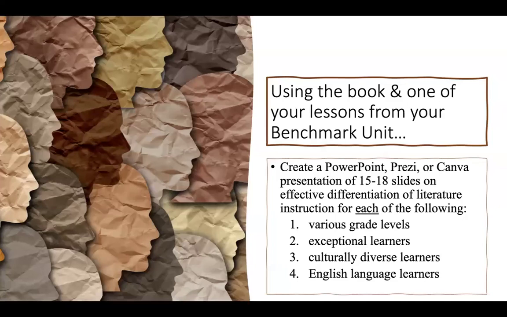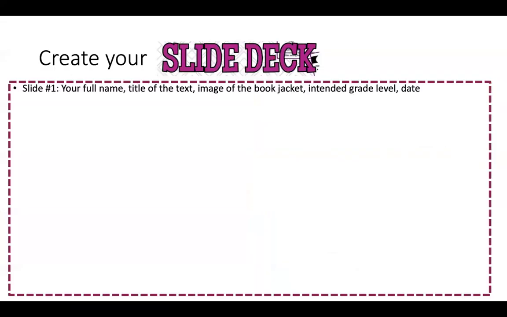So again, you're going to pick the book from your benchmark unit, and then you're going to create a PowerPoint. You could do Prezi, you could do Canva, Google Slides. It'll probably end up being anywhere from 15 to 18 slides on differentiation. And again, each of the following must be addressed: the grade levels, exceptional learners, culturally diverse, and our ELL learners.